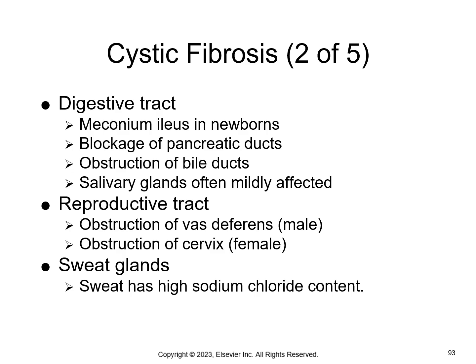The first sign is typically meconium ileus in newborns. Here the baby doesn't pass the stool. We also will see blockage in the pancreatic ducts, obstruction of the bile ducts, and the salivary glands can also be affected. In the reproductive tracts, we'll see obstruction of the vas deferens for men, leading to sterility, and obstruction of the cervix in females, leading to infertility. The sweat glands also have a high sodium chloride content here, so there's an imbalance with the sodium and the chloride.